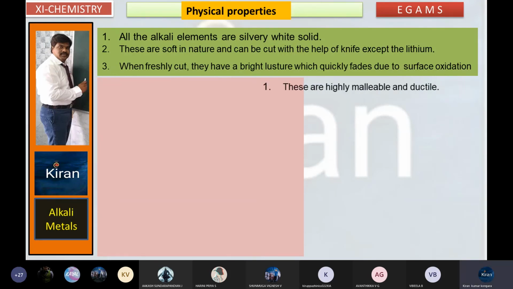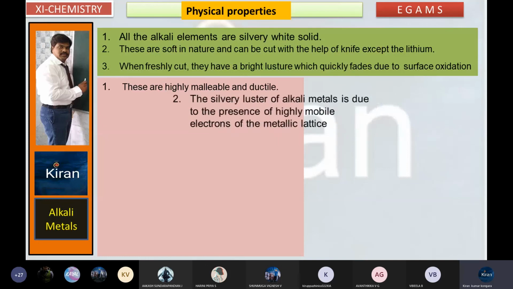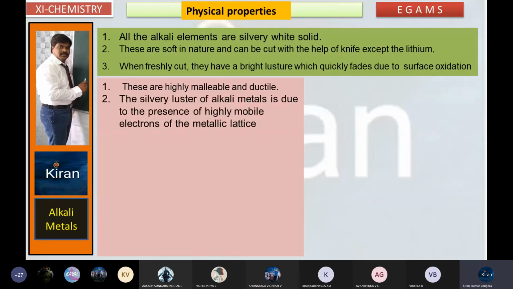These are highly malleable and ductile. All metals are malleable and ductile; we studied that in the properties of metals. And the silvery luster of alkali metals is due to the presence of highly mobile electrons in the metallic lattice. So here I am explaining one point: alkali metals all have a shining luster. This is because of the presence of one electron. This one electron floats throughout the entire metal.